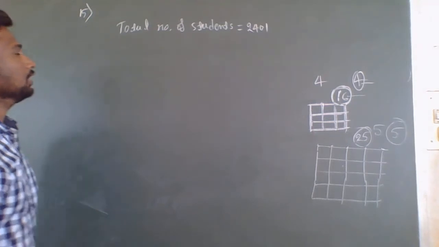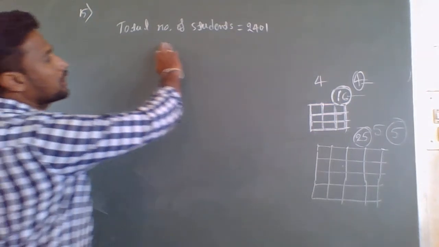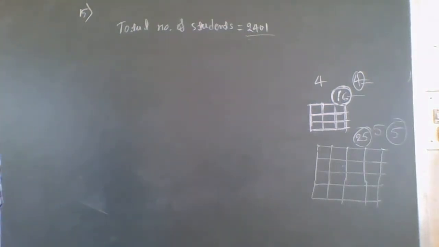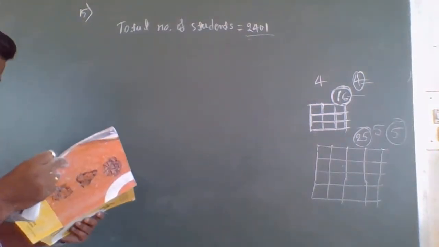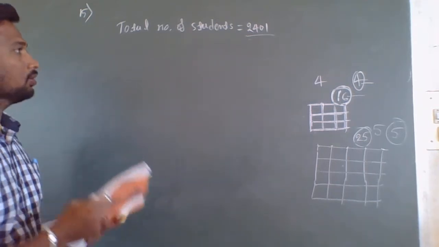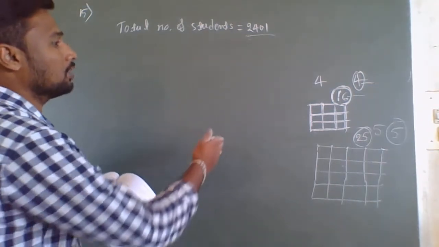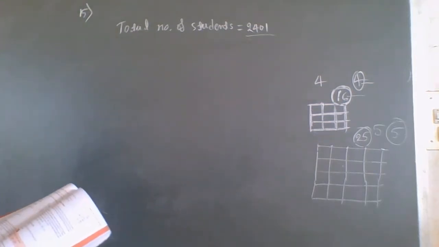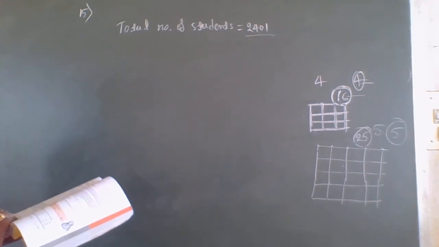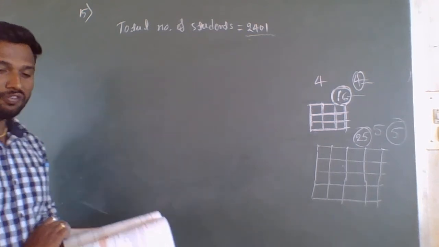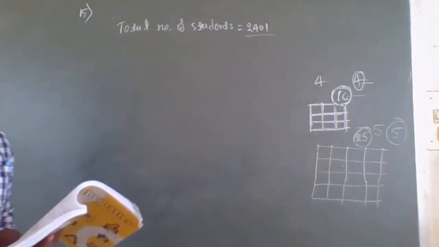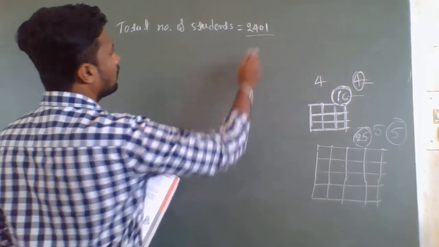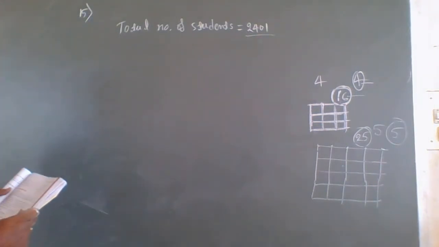Like this only, here the total number of students in a school is 2401, and the PT teacher wants them to stand in rows and columns in such a way that there are equal numbers of rows and equal numbers of columns. For that, we have to find out the number of rows. To find the number of rows, what do we have to do? We have to find the square root of 2401.